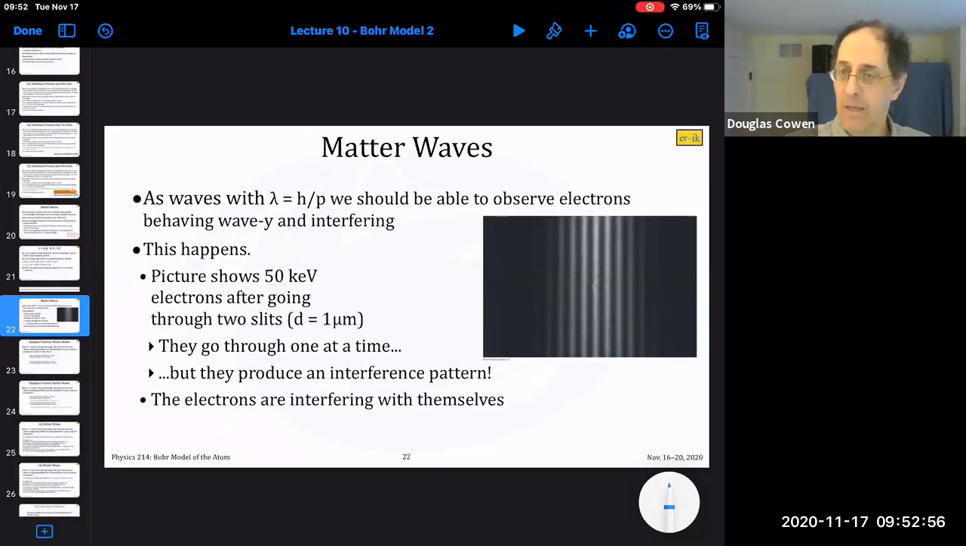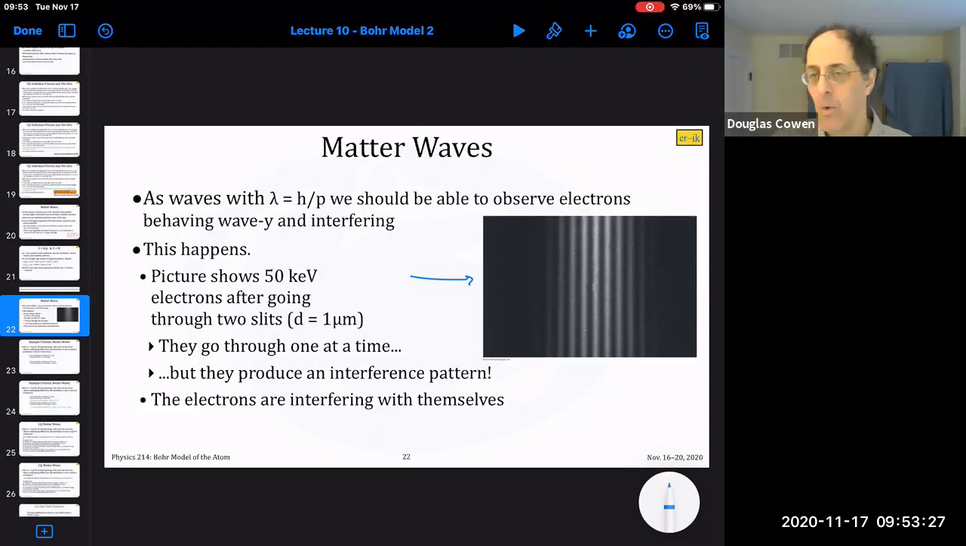And we should be able to see electrons behaving wavy and, for example, interfering. And this does in fact happen. So what this picture shows is electrons that have been accelerated through 50,000 volts, which sounds like a lot, but it's actually not even relativistic. The electrons have a decent amount of energy. And they're going through two slits that are separated by just a micron, which is pretty easy to make.